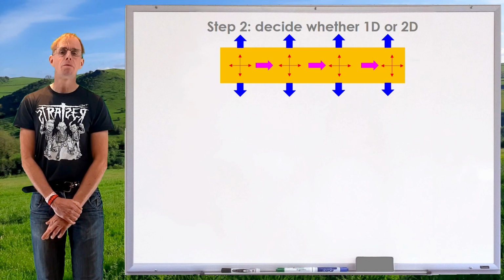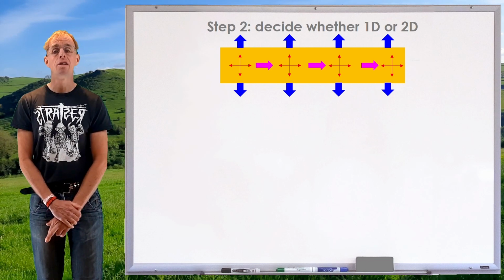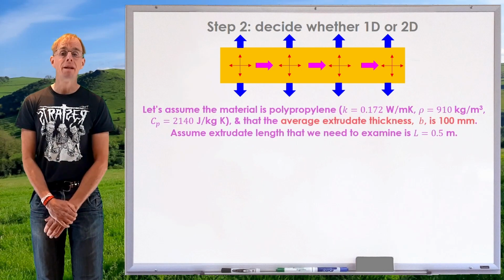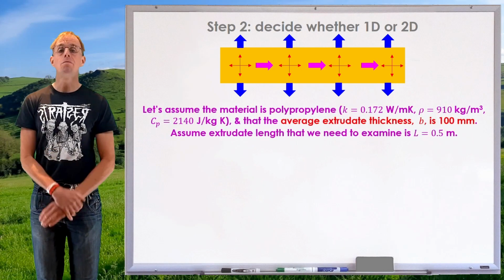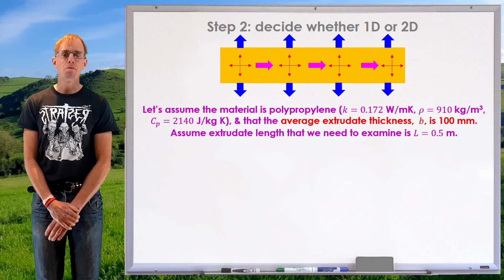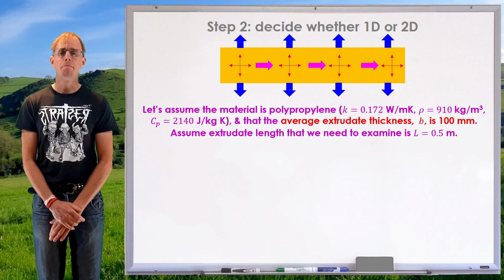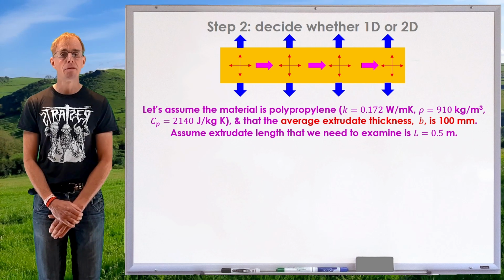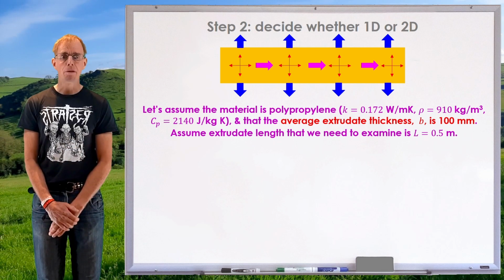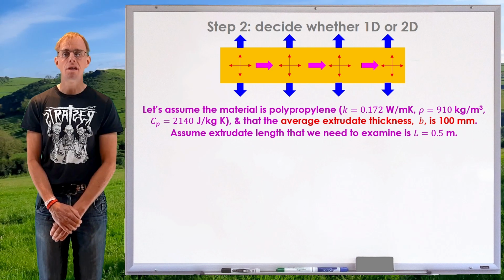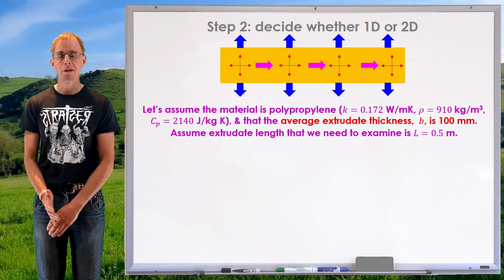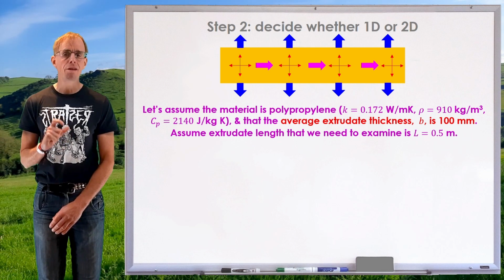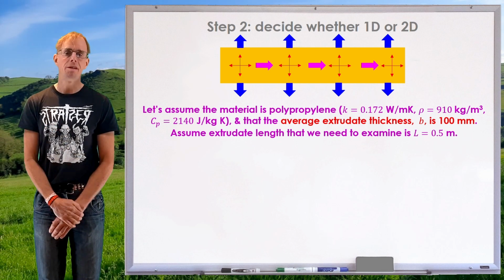Let's see whether we've got a one-dimensional or a two-dimensional temperature field. In order to do that, we need to specify the problem in a little more detail. So let's assume that we're extruding a thick polypropylene slab. The thermal conductivity of polypropylene is about 0.172 watt per meter per Kelvin. Density is 910 kilos per cubic meter. Specific heat capacity is 2,140 joules per kilo Kelvin. The extrudate thickness I'm going to deal with in this problem is 100 millimeters.